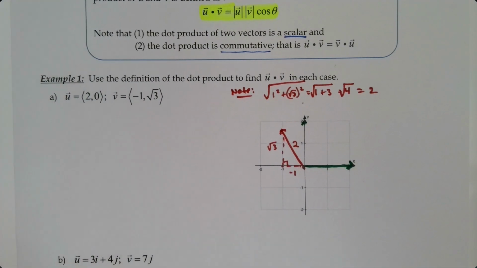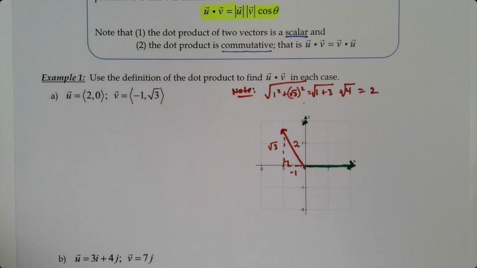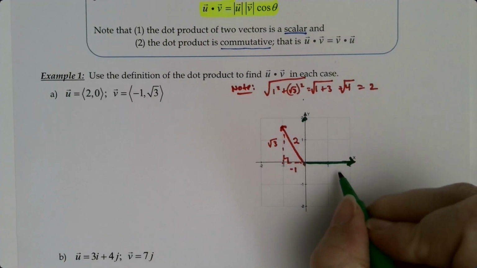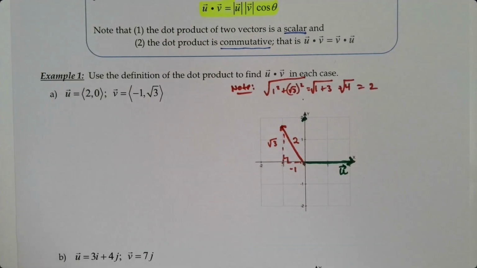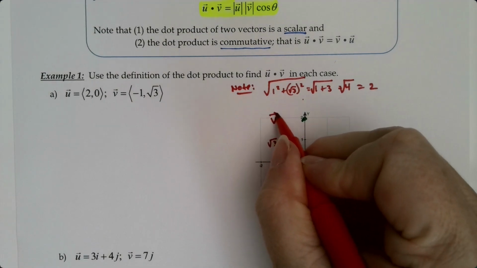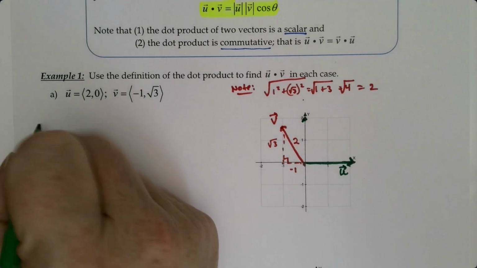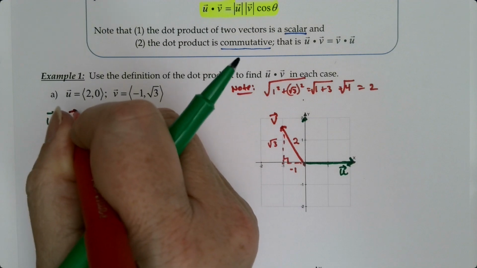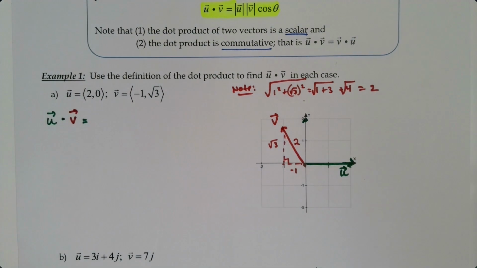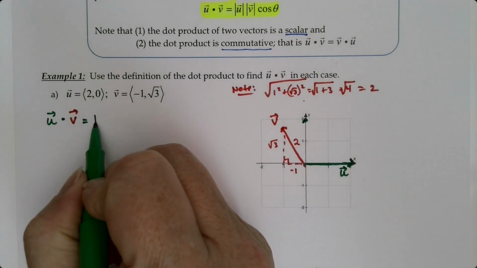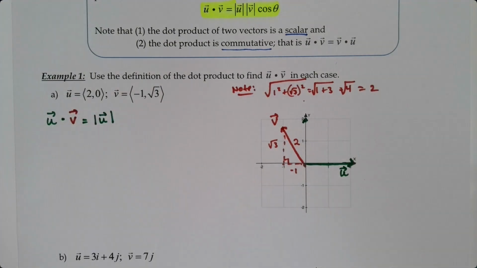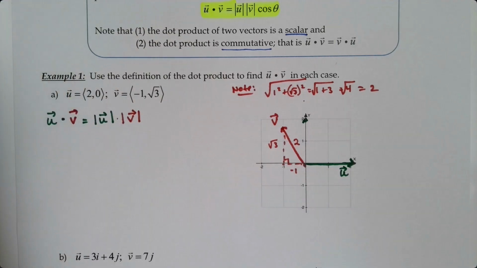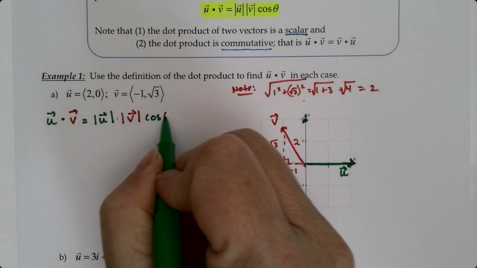All right, so now if we want to multiply these two vectors, we want to do vector u times vector w. And this one was vector u. And, oh, this was v, sorry, not w, vector v. Okay, so u dot product with v would be equal to the magnitude of u times the magnitude of v times the cosine of the angle between them.